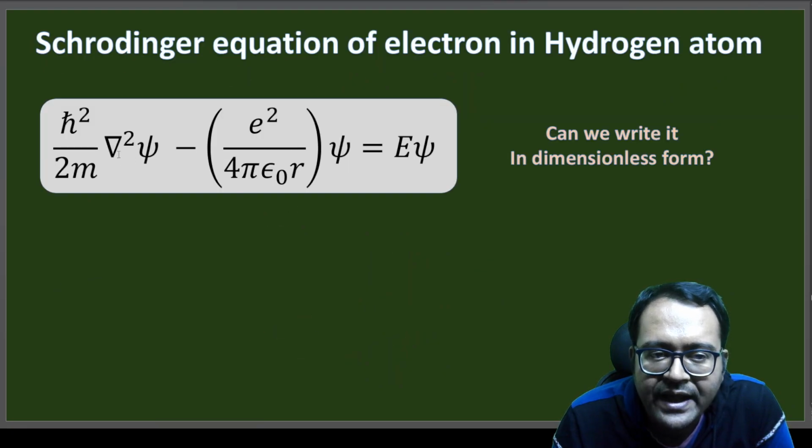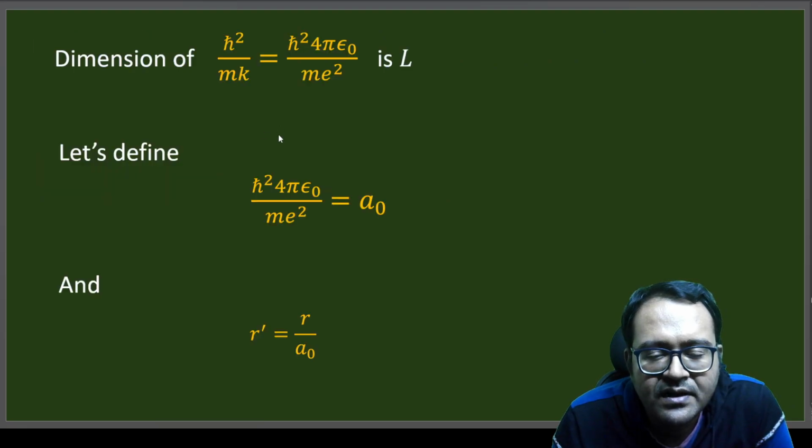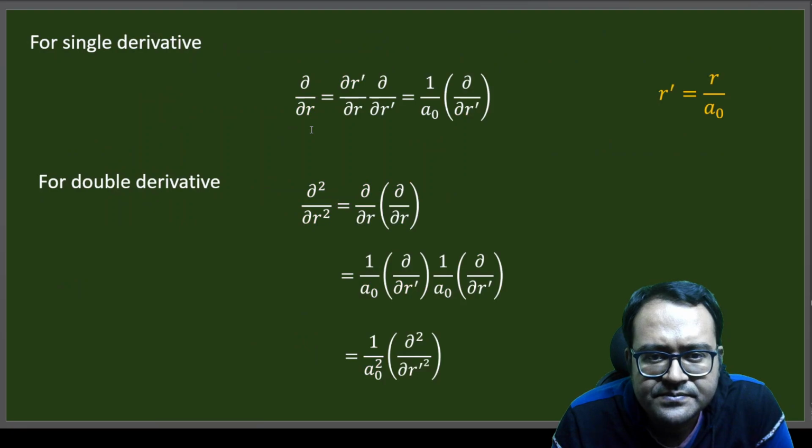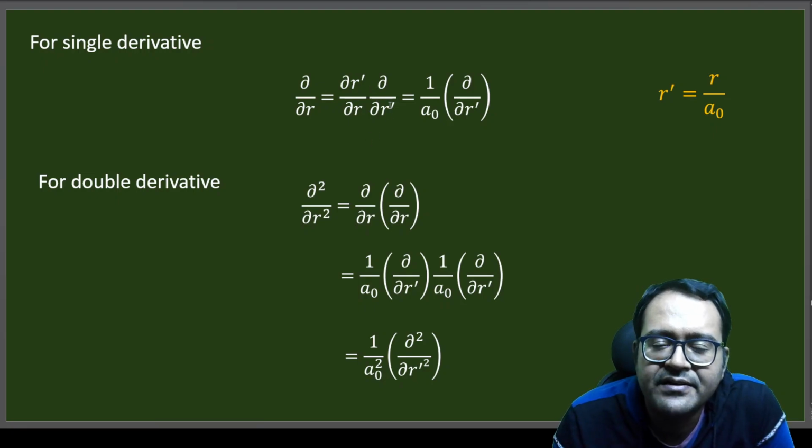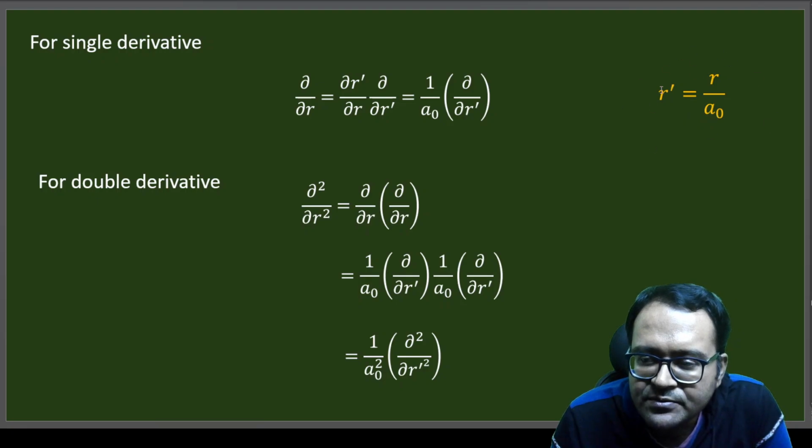This Laplacian has del square by del r square. So how do I change it? We have del r. This is just the chain rule of derivatives. Del r will be del r prime by del r into del r prime, so it will be 1 by a0 del r prime. You know the relation. If you take the double derivative, you can easily verify. You may pause the video right now. You just verify that del square by del r square is 1 by a0 square del square by del r prime square.